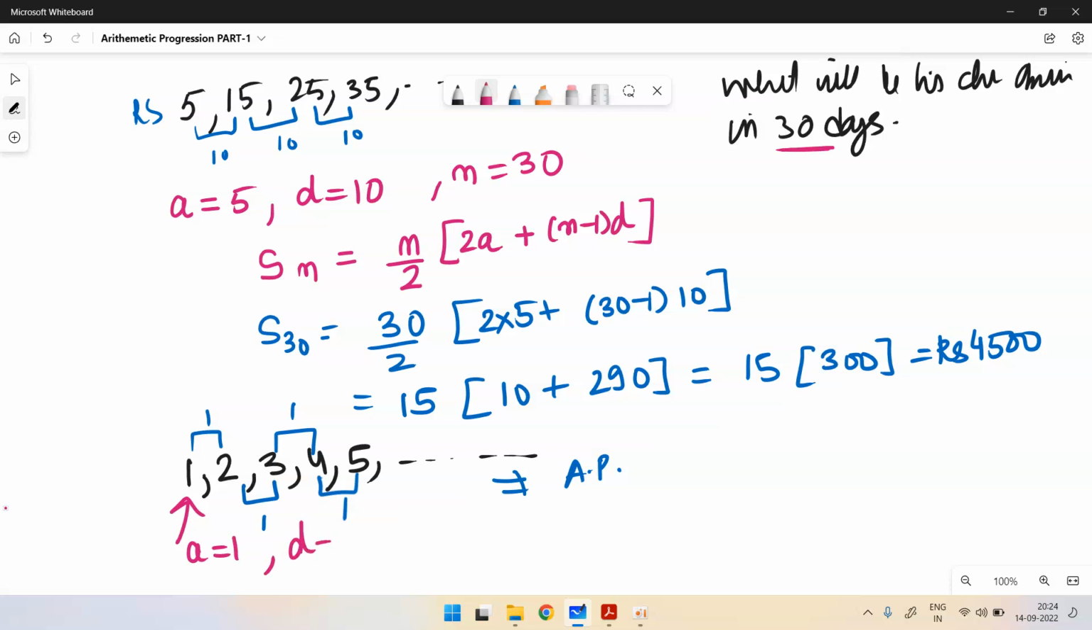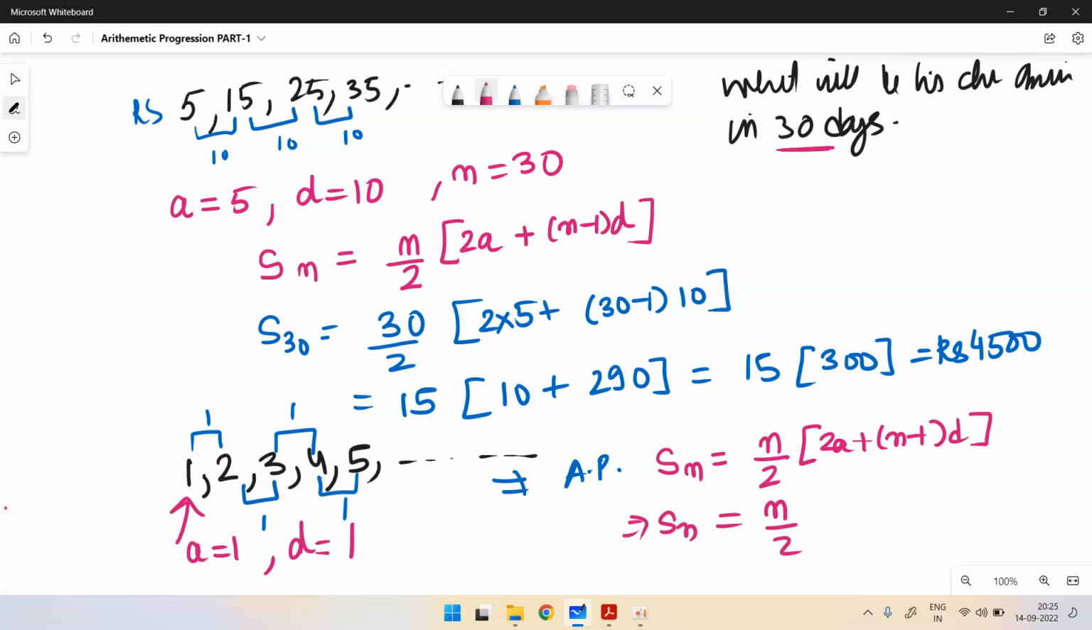Common difference d is also 1. This is 3 minus 2, or 2 minus 1, which is 1. Now if you need to find the sum till nth term, the sum till nth term is given by n by 2 into 2a plus n minus 1 into d. If you substitute the formula for this particular series, this is 2 into 1 plus n minus 1 into 1.